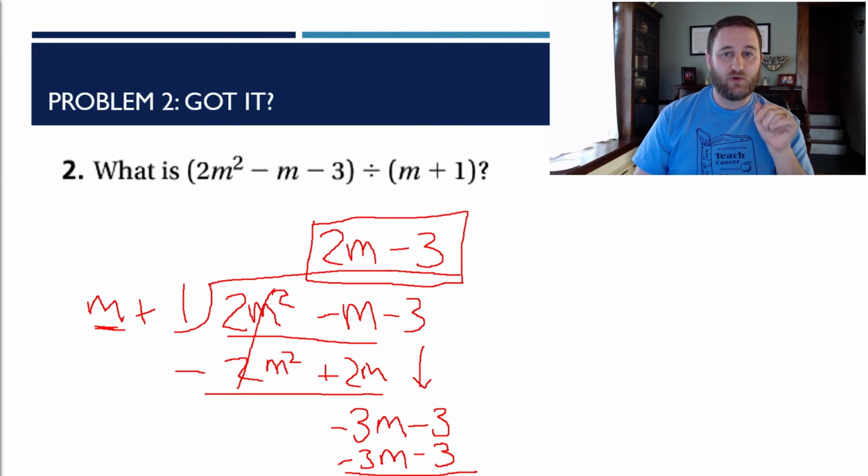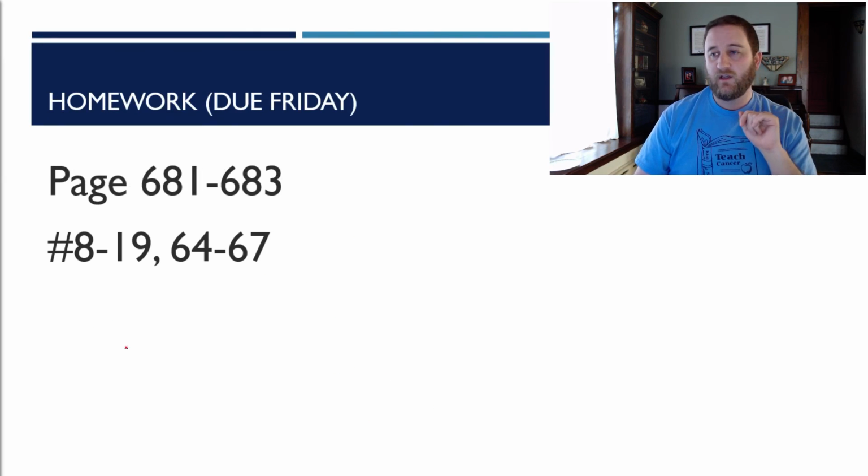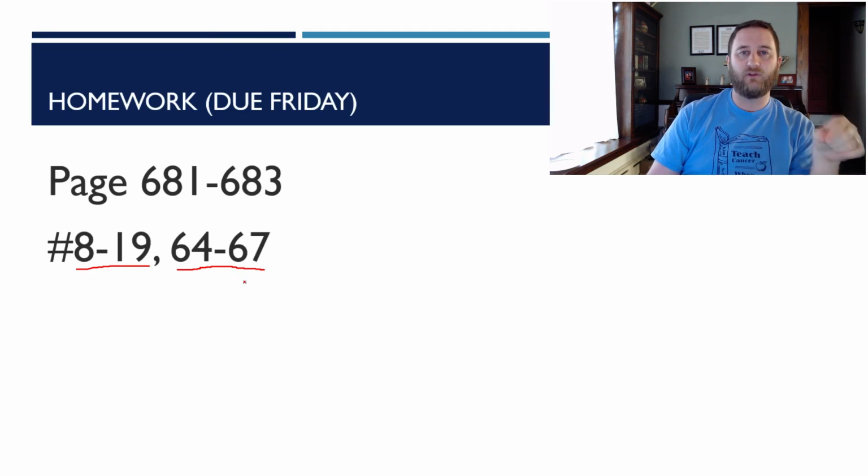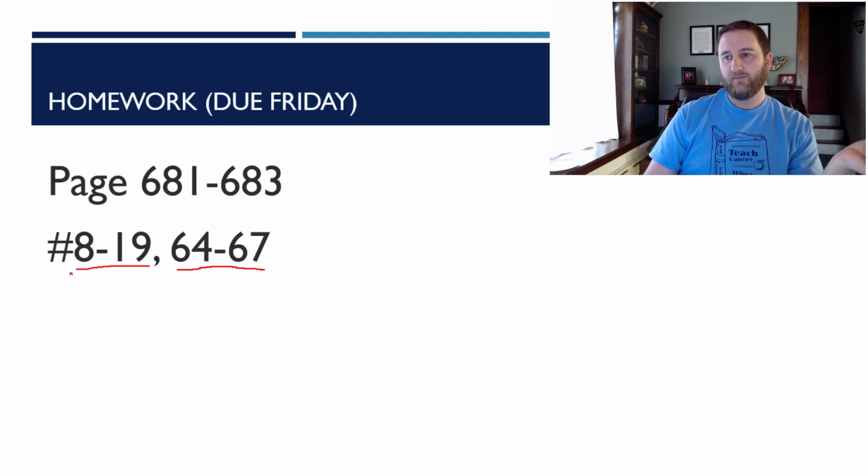Your homework for tonight is on page 681 through 683, numbers 18 through 19, and then 64 through 67 are a review of what we did previously. So 8 through 19 is new stuff that we learned about today. 64 through 67 is review.